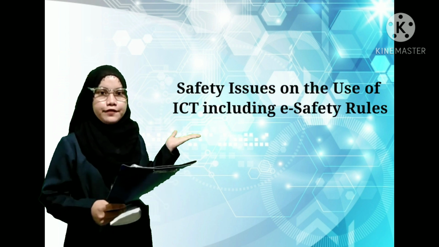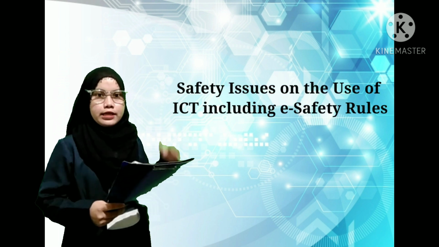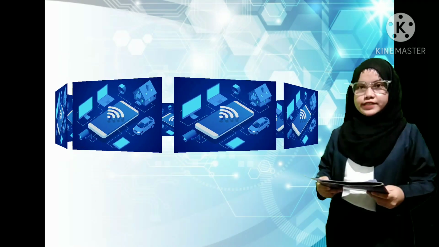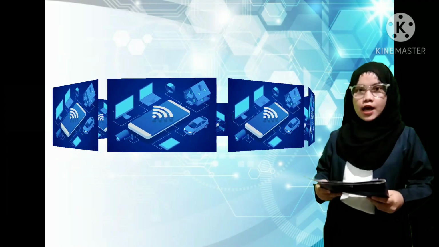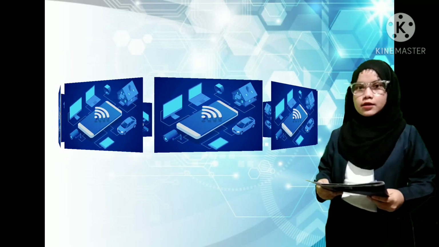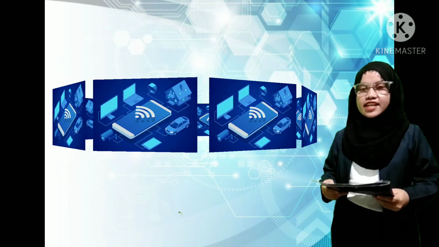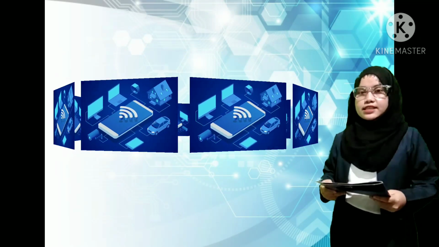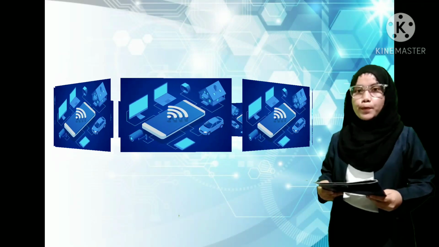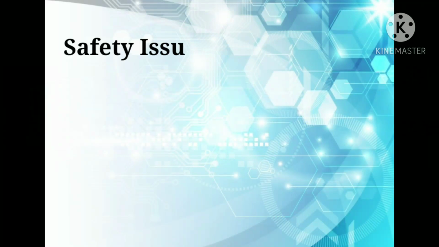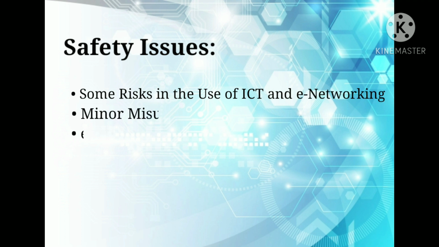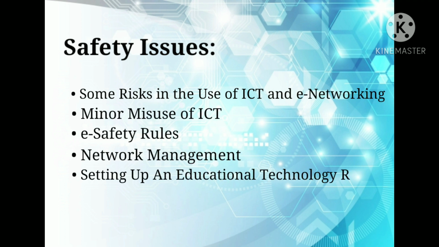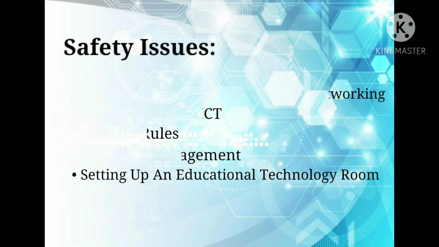So these are the safety issues on the use of ICT including e-safety rules. Using technology is not a risk by itself, but how it is used will be vulnerable to risk. When improperly used, it will pose danger to the users in schools and at home. So what are the safety issues that need to be addressed by safety policy and guidelines? These are the safety issues: risk in the use of ICT and e-networking, minor misuse of ICT, e-safety rules, network management, and setting up an educational technology room.